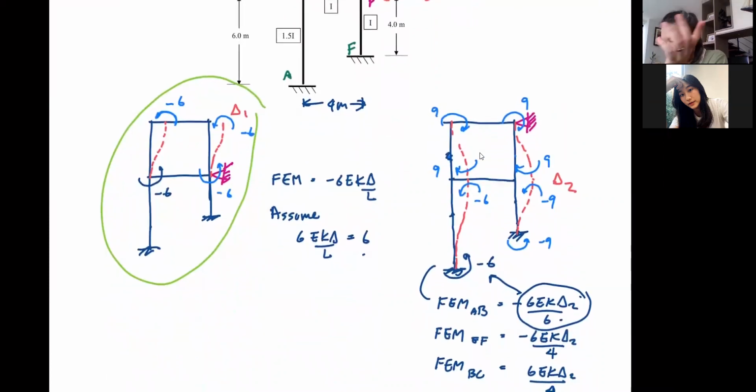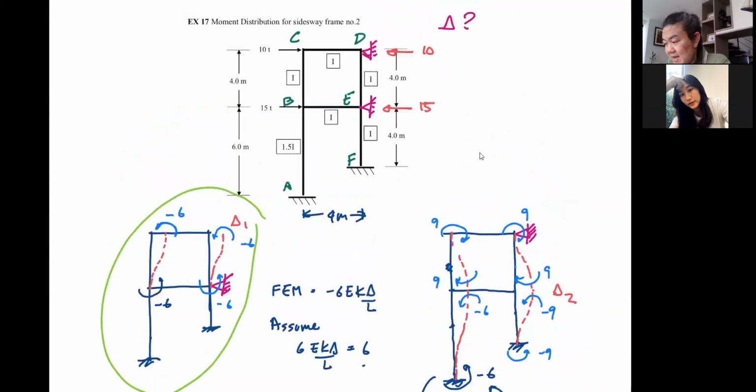In the first case, we see the displacement on the second floor, the roof, which let's call delta one. So we restrain the other floor here, so we only have delta one, and we assume that every member has a fixed end moment equal to 6EI delta over L. With a quick look at this frame, we see that every member has similar stiffness.